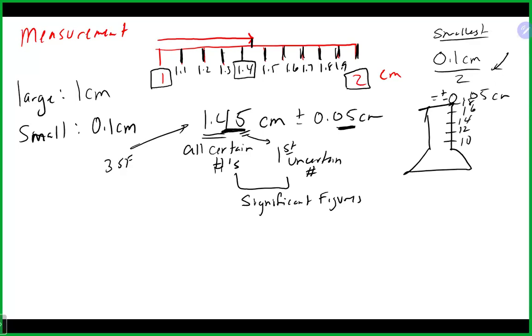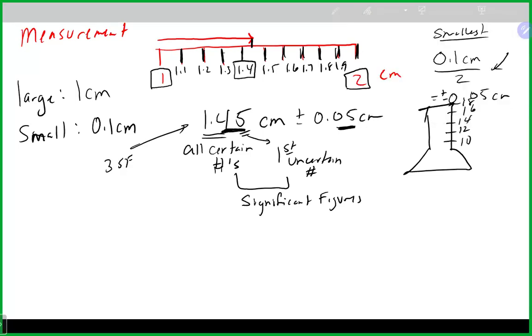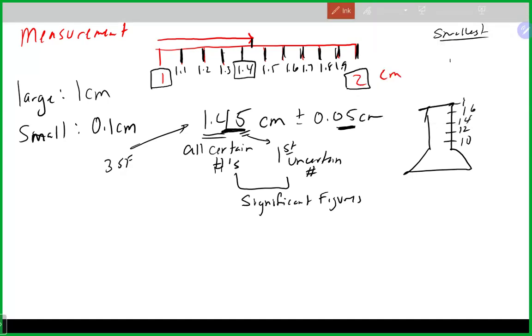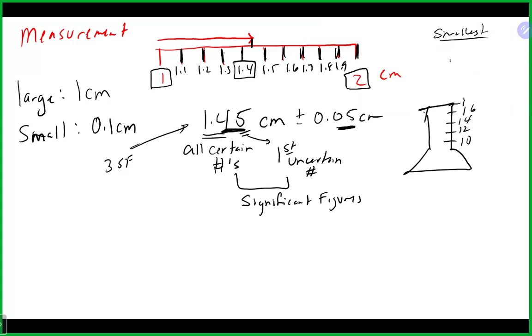I run out of room there. Let me make my graduated cylinder a little bit bigger. Just need to increase it there. There we go. And I'll go up a little bit more. And then that'll be 18 and then 20.